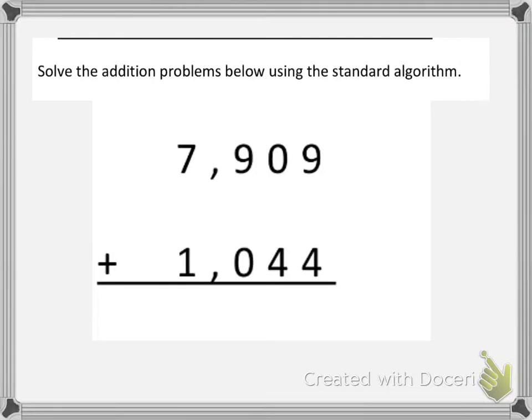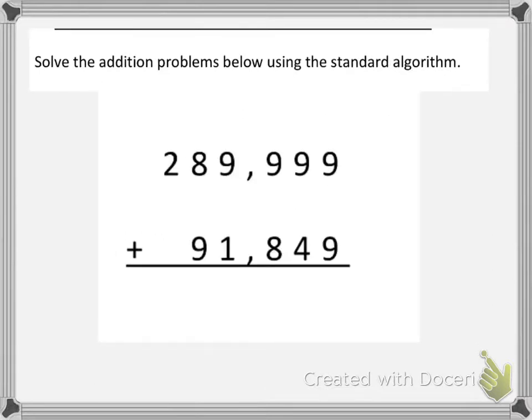Okay, your first problem tonight, 7,909 plus 1,044. And use the standard algorithm to help you. If you want, you can make your place value chart with the place value discs, just like I used to model in the beginning of this video. Give it a try. Your next problem, 289,999 plus 91,849, and use the standard algorithm to help you. Also, if you want to use the place value chart with the place value discs to model this problem, that would be great also.